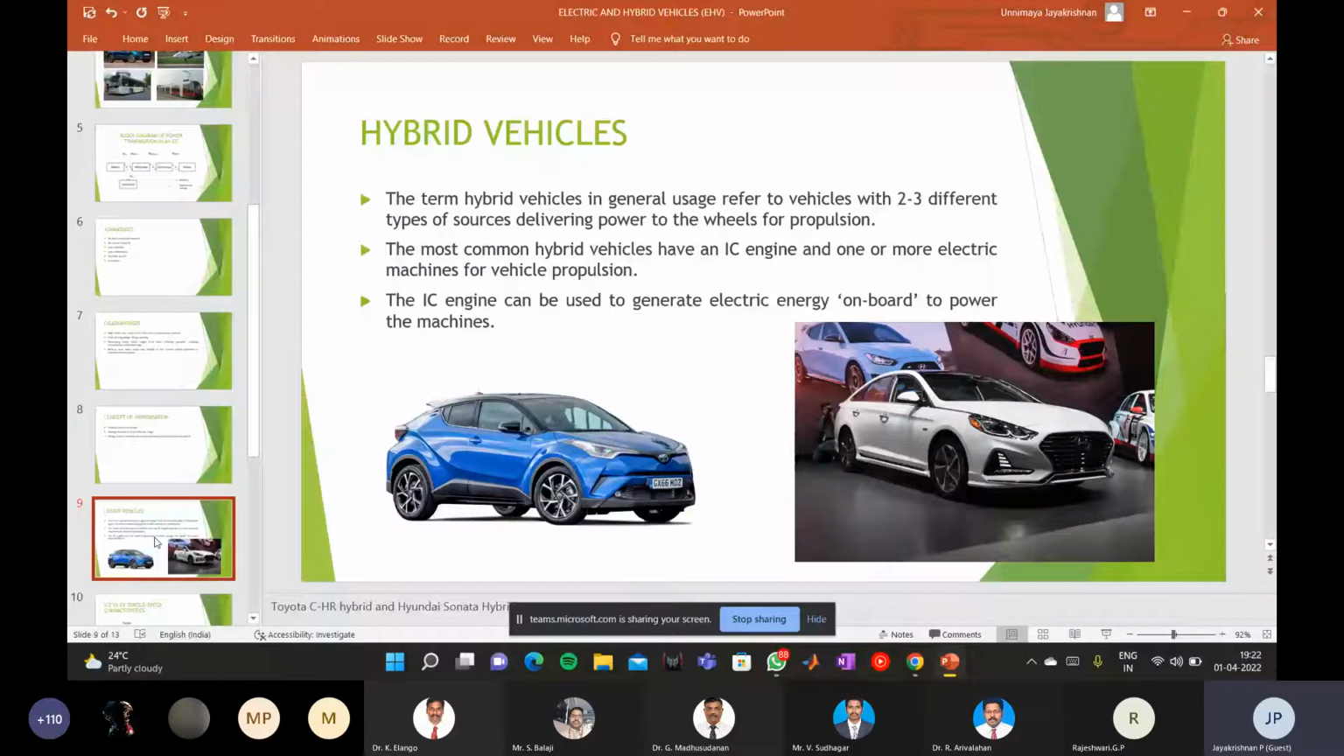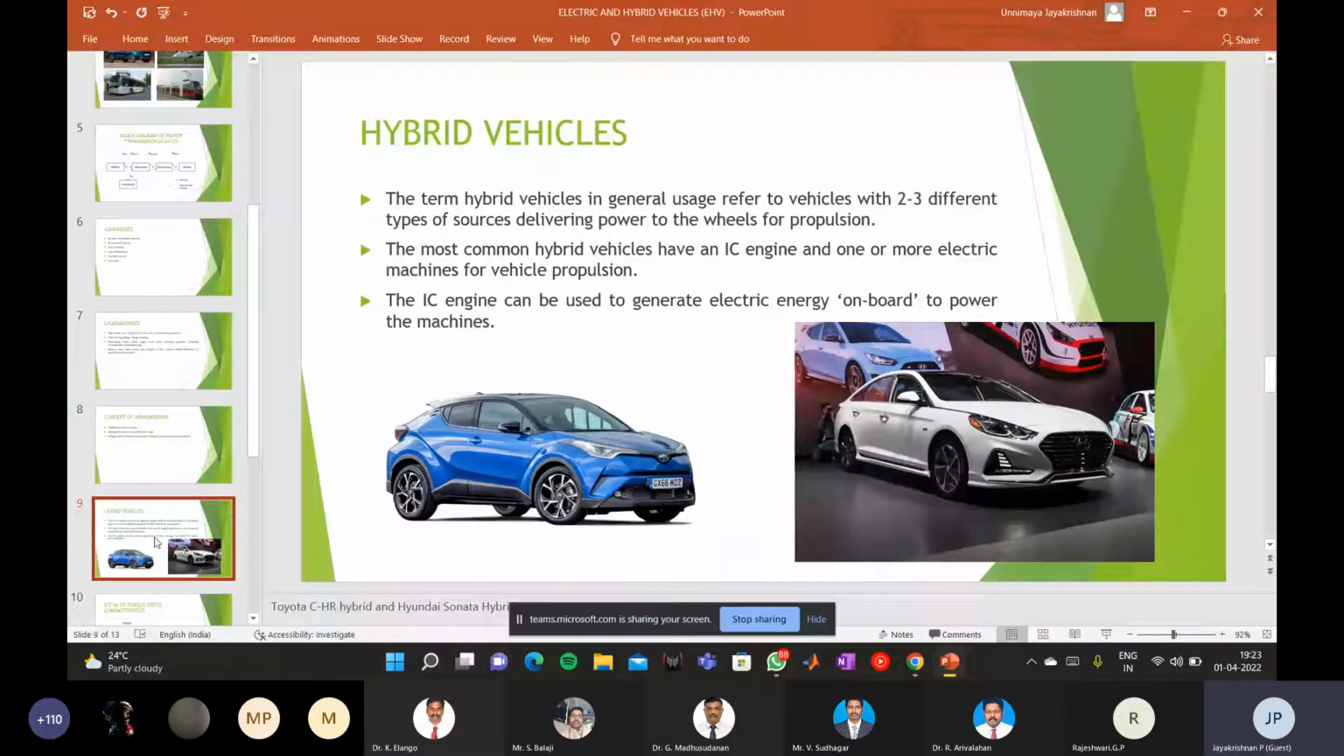Then next, most common hybrid vehicles have an IC engine and one or more electric machines for vehicle propulsion. The IC engine can be used to generate electric energy on board to power the machine, not the conventional type of vehicles. This IC engine will be used to generate energy, and that energy will run the motor. And also the battery will deliver power to the motor. So a motor will be run both by the battery and also by the IC engine.